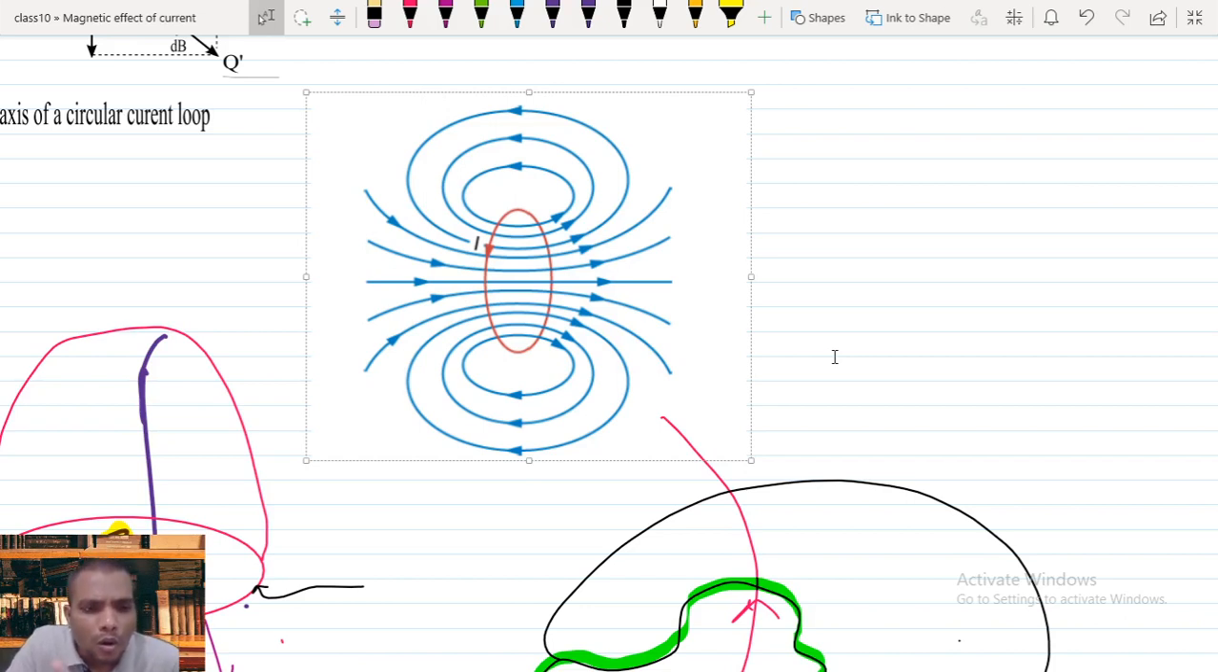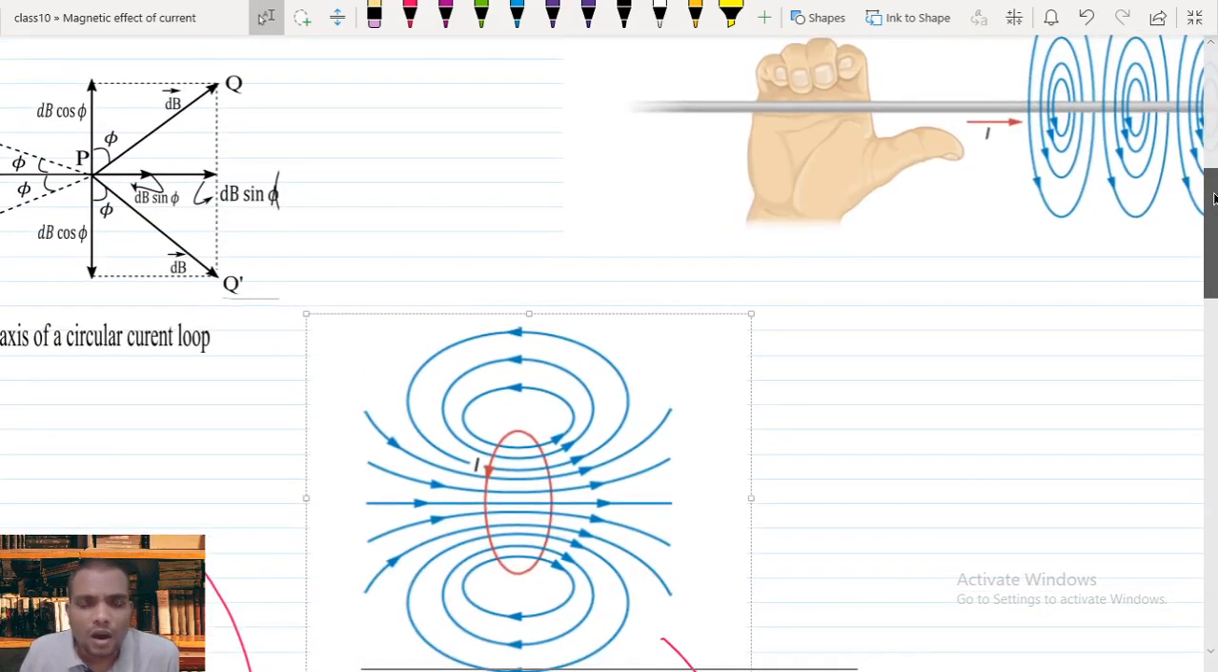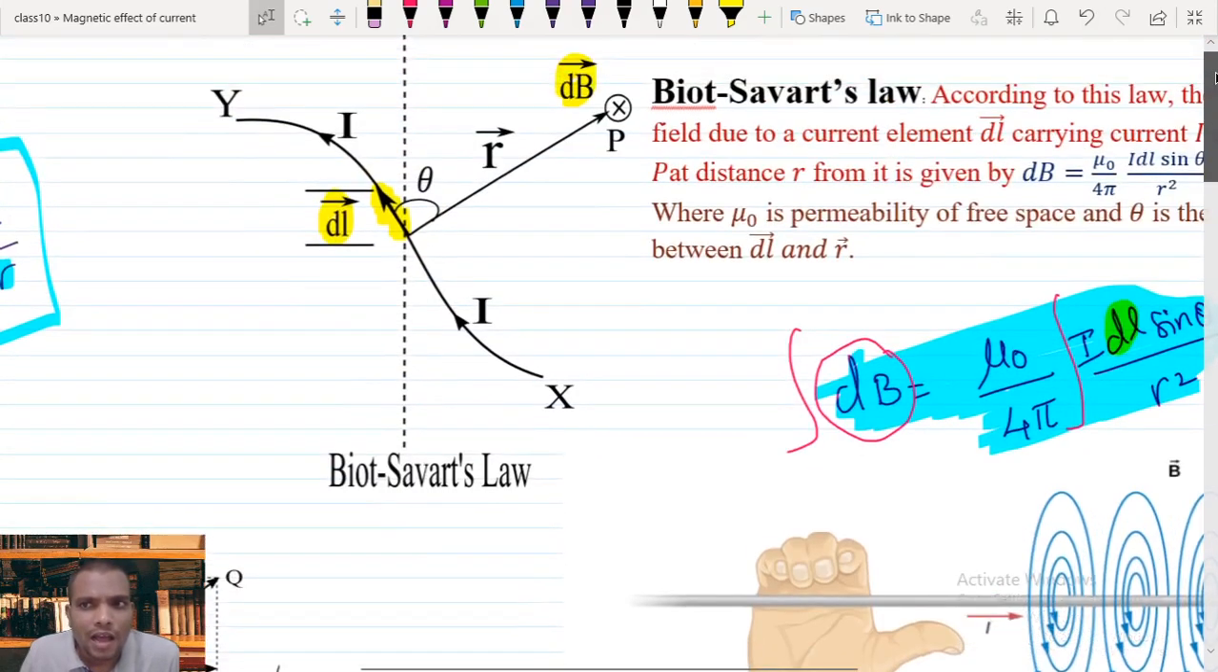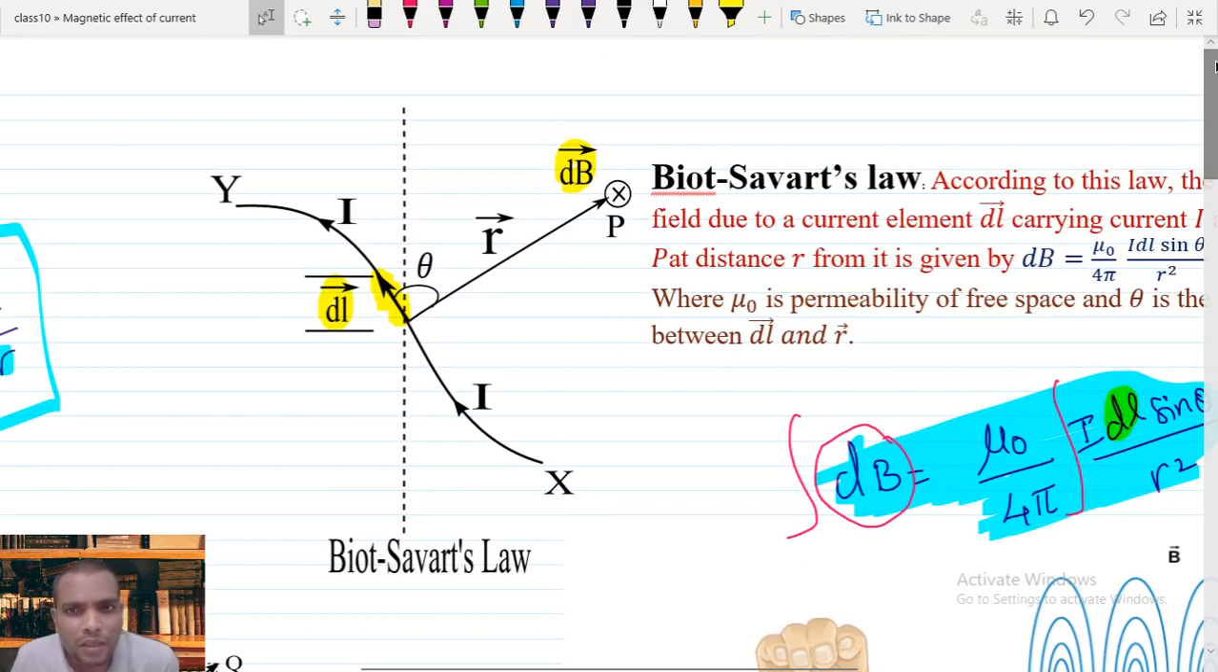So hold the current carrying conductor with your right hand. The thumb indicates the direction of current and the curl of fingers indicates the direction of magnetic field. For a circular coil, this is the resultant magnitude of the magnetic field direction. So this is how we apply Ampere's law in supplementary to the Biot-Savart's law.